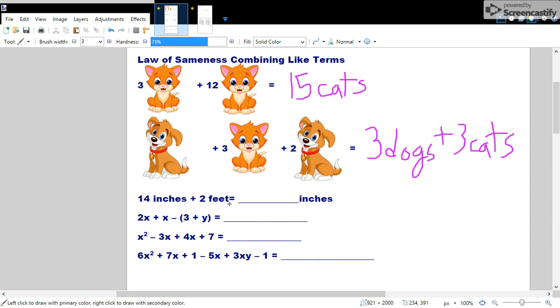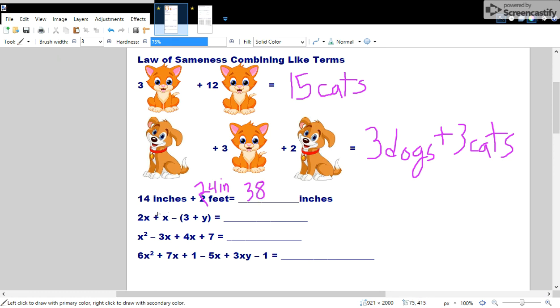"14 inches plus 2 feet is equal to blank inches." You can't directly add these together, so let's convert 2 feet to 24 inches. So 24 plus 14 is 38. 38 inches.